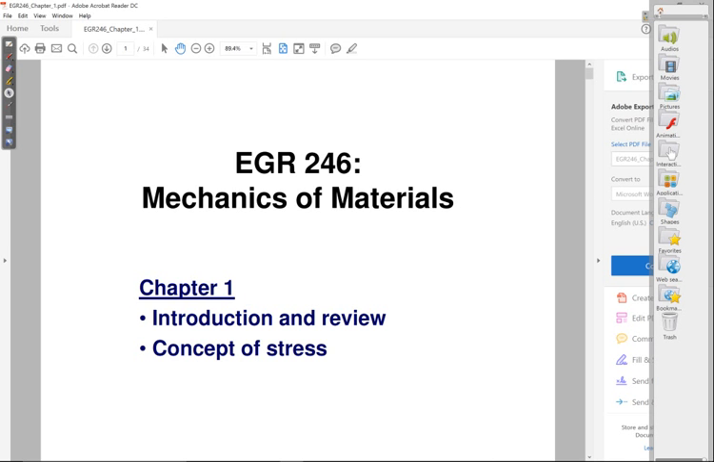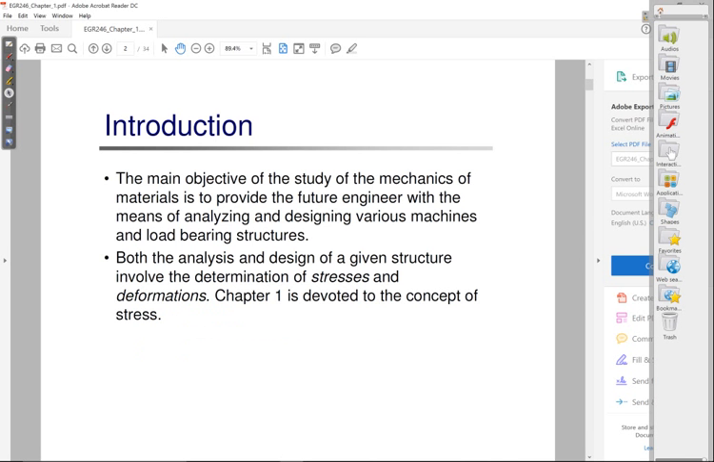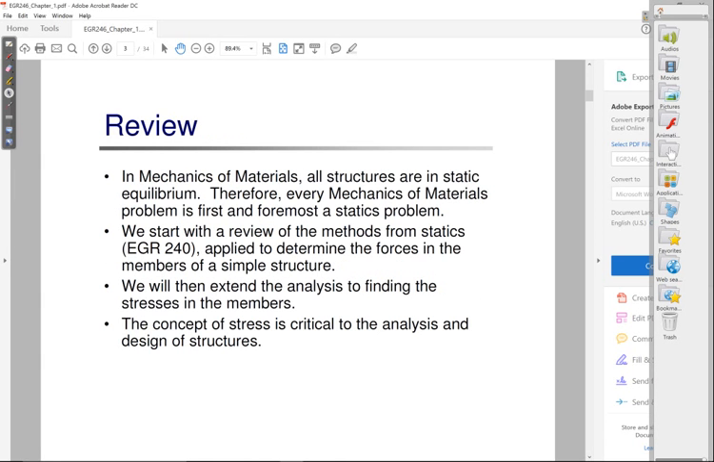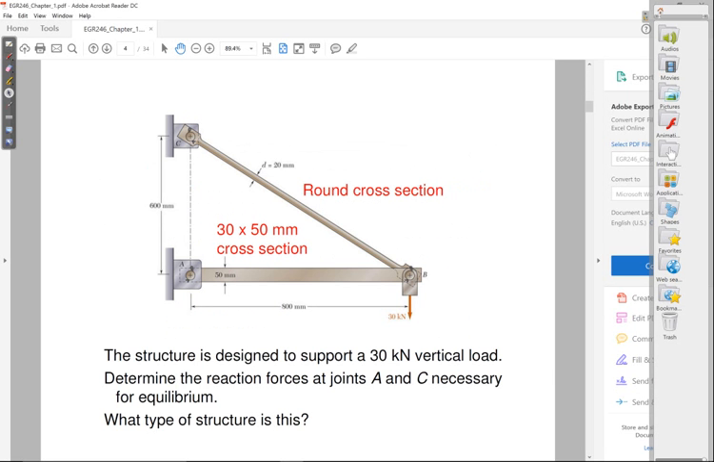When you take a look at the mechanics of materials textbook, they go through some terms that are probably going to be fairly new to you. So don't worry too much about that. We're going to define all these terms as they come up. And let's start off by taking a look at a statics problem. This is the example that shows up in your mechanics of materials book.